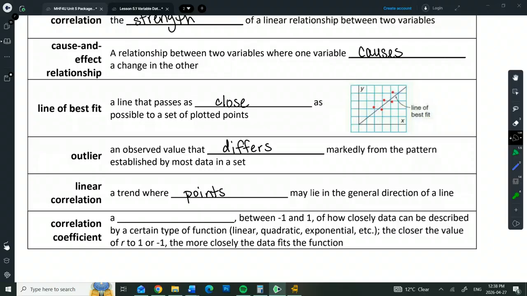And then correlation coefficient. This is a measure between -1 and 1 of how closely data can be described by a certain type of function, so linear, quadratic, exponential. Do you remember in Desmos when we were plugging in values and then looking at the regressions and looking at that R value? And the closer it was to 1, the better the correlation for that specific type of graph, like linear, quadratic, or exponential. That's basically what we're looking at here. All right. Also, if it's close to -1, that indicates a close fit to the data as well.